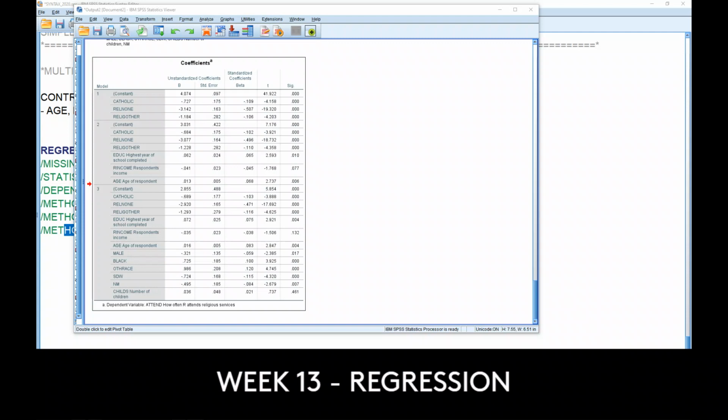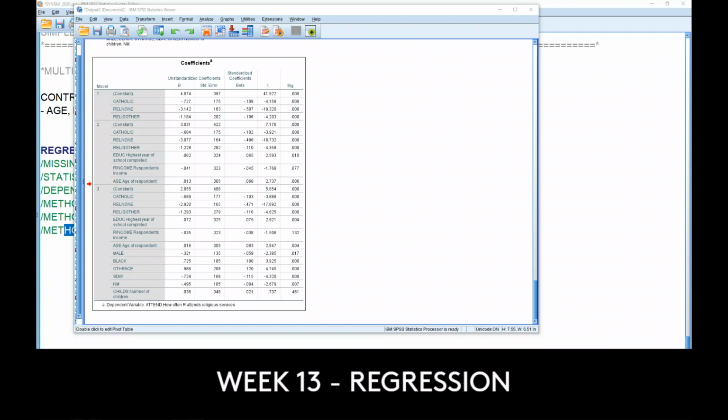Let's look at marital status. All right, both negative. So what this is saying is that when compared to married people, those who are separated, divorced, widowed, and those who have been never married have decreases in their overall level of religious attendance. They are both significant, okay?